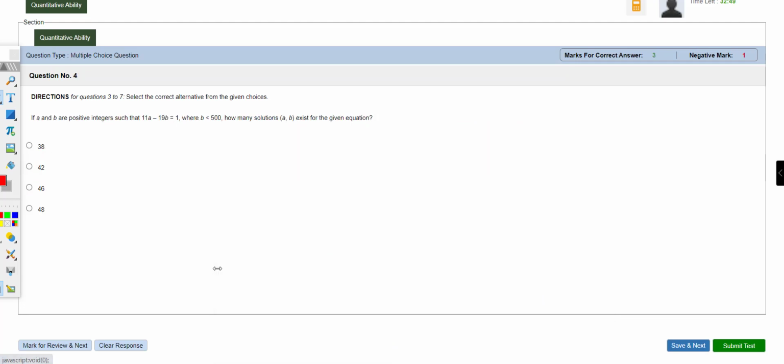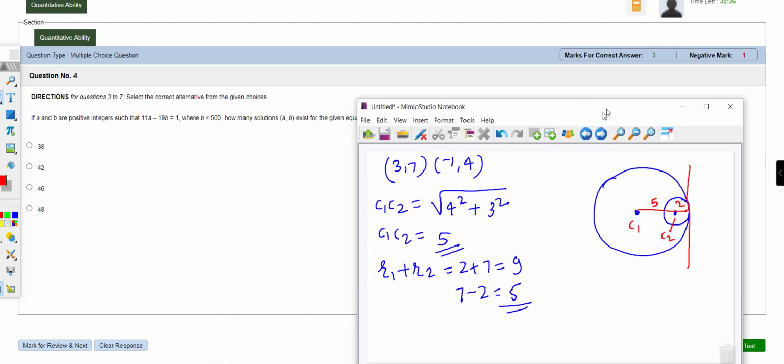After this, let's have a look at question number 4. This looks like a special equation question. a and b are positive integers, 11a minus 19b is equal to 1, and b is less than 500. How many solutions? Okay, now again it is an easy question.